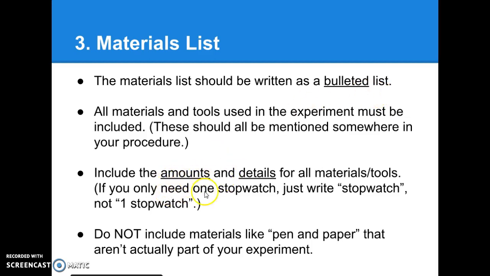So if you only need one stopwatch, you need to write stopwatch. If you need multiple stopwatches, you need to tell me how many. 6, 7, 8 stopwatches. Don't include materials like pen and paper. Those aren't actually part of your experiment. You are just including materials that you are using in that experiment. So always include amounts and details about all of the materials and tools that you are going to need.